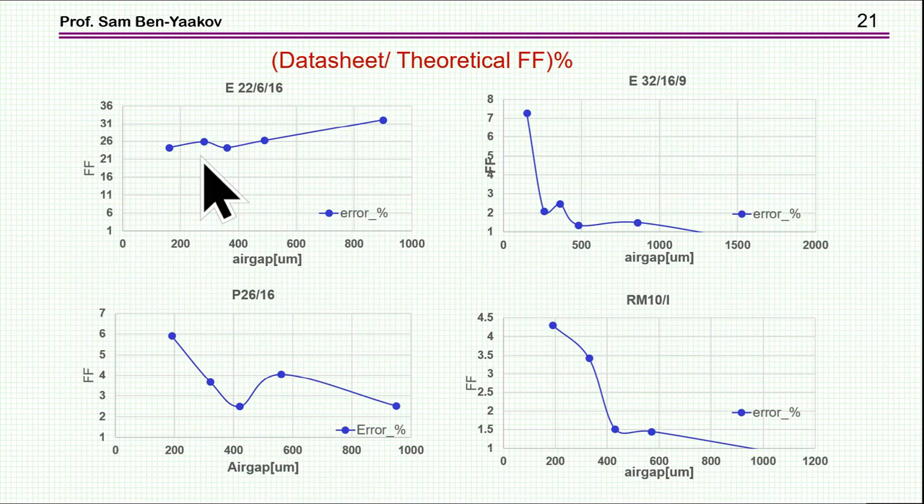In percentage wise, we see that for the E22, there is a big difference between the values that include the fringing factor, and the error here in percent is like 20-26%, while in the large E-core, like 32, it starts with something like 7%, but it then becomes quite small.